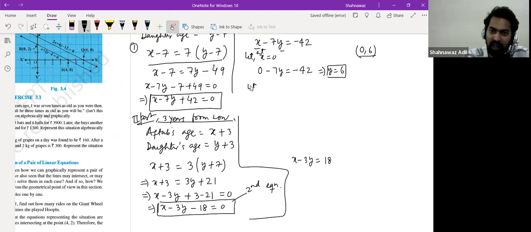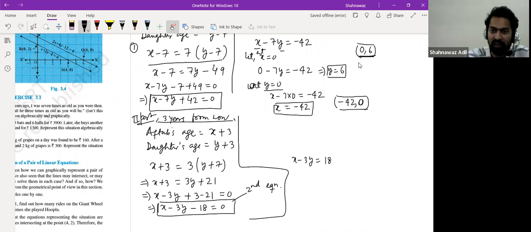So let's take y equals 0. At y equals 0, x minus 0 is minus 42, so x equals minus 42, right? So what are the coordinate points? Minus 42, comma 0. So we have calculated 2 points, and now we can draw a straight line, right?